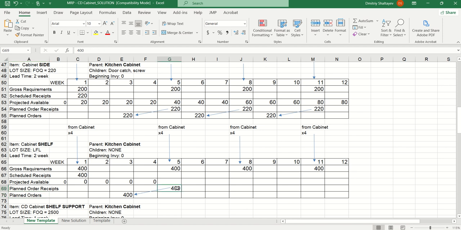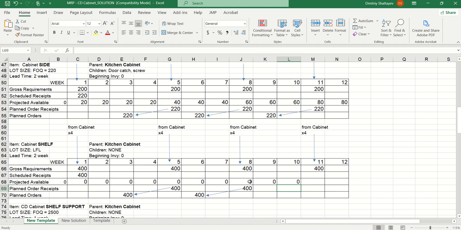Okay, so 400 units come in. I immediately use them, so that means that projected available is still 0, right? In week 6, again, I'm going to have 0. In week 7, I'm going to have 0. In week 8, the requirements are 400, therefore I'm expecting 400 to be delivered, planned receipts. 2 weeks is the lead time, so that means that this order should be initiated in week number 6, 400 units, okay? And I'm going to link that with an arrow like this. So 400 units received, 400 units immediately used, 0 sitting in the warehouse, right? Same thing in weeks 9 and week 10.